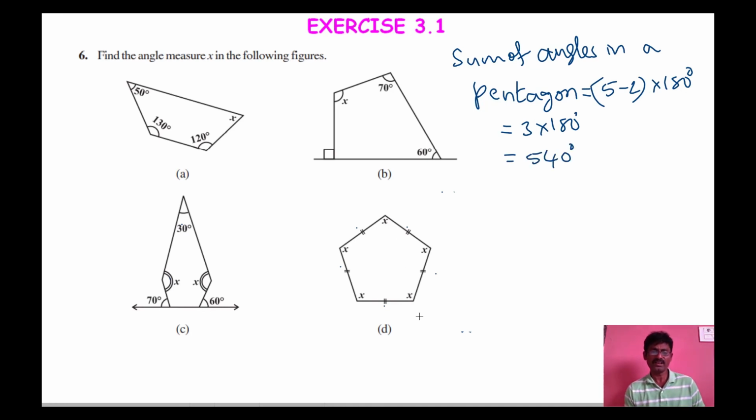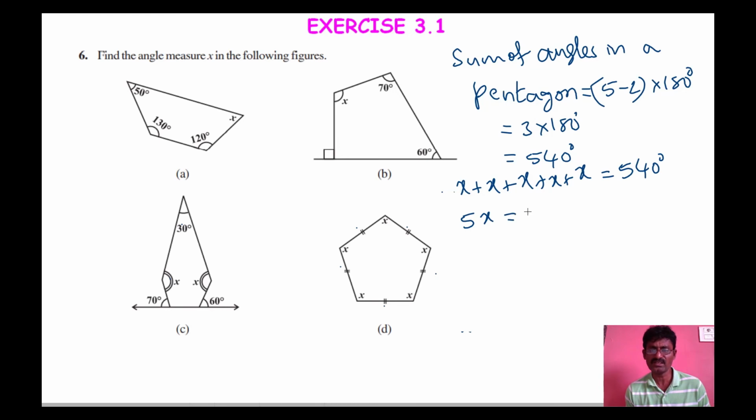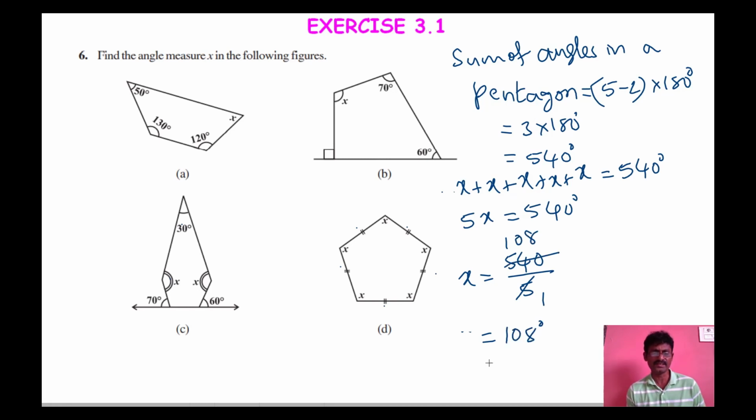So, here all the interior angles are equal. All those are equal to x. So, x plus x plus x plus x plus x equal to 540 degrees. So, this is equal to 5x. So, 5x equal to 540 degrees. So, x equal to 540 divided by 5, which is equal to 108 degrees.